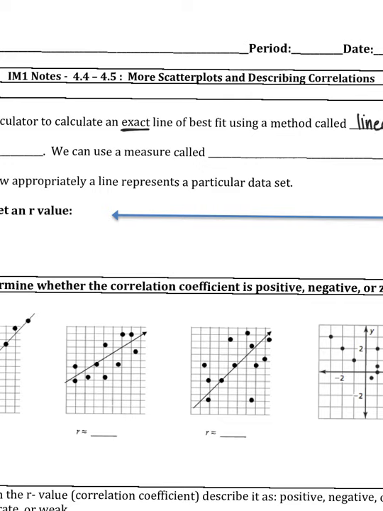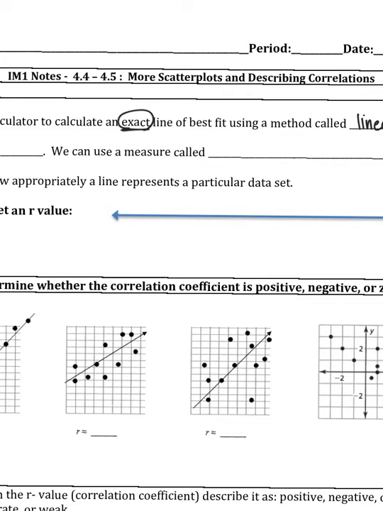So we are totally fine at this time and this level with just eyeballing it, trying to get about half the points above the line, half the points below the line, and as many points on the line as we can, even better. And later on we can look into linear regression and what that exact line of best fit is.